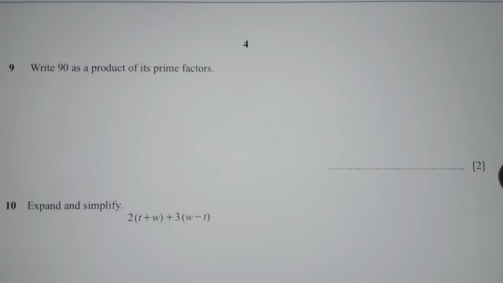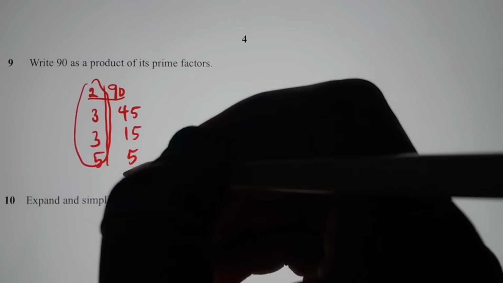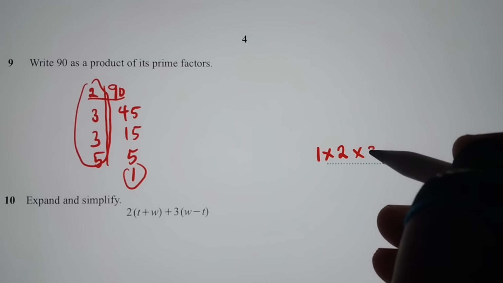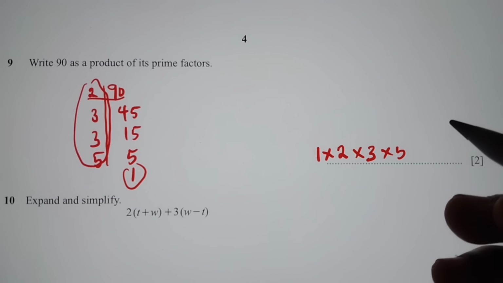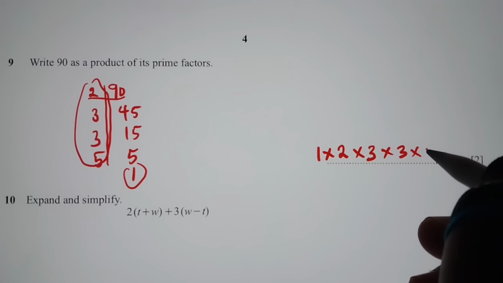Question number 9. We do 9 and 10 and we round off with this video, so we continue in another video. Write 90 as a product of its prime factors. So if I break down 90 like this, divide by 2, I have 45. Divide by 3, I have 15. Divide by 3, I have 5. Divide by 5, I have 1. So these here are the factors I'm looking for. So you have 2 times 3 times 3 times 5. It's as simple as that.